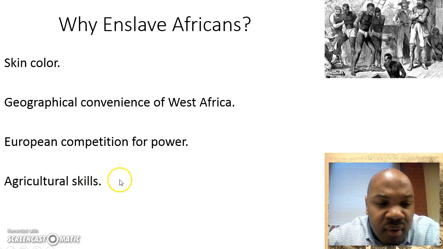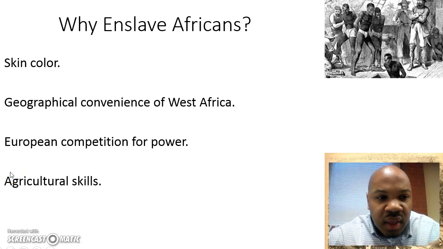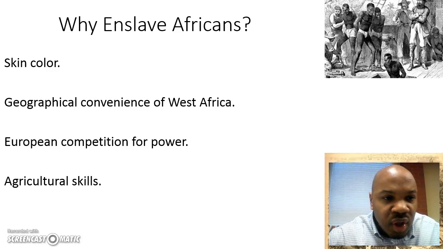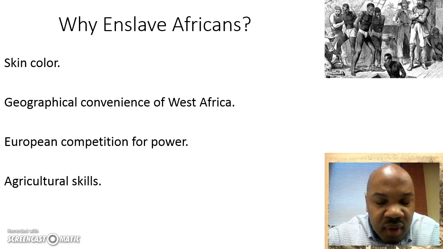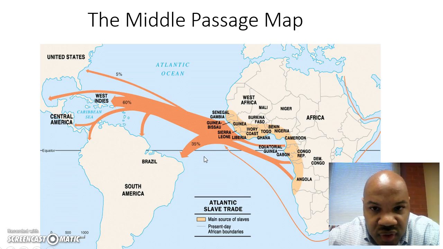And another one is agricultural skills. For example, if the Dahomey nation in Africa is known for growing rice, then the British will specifically target the Dahomey for rice production skills, and they will give other African nations guns, everything, to fight the Dahomey to enslave them. Okay. And of course, this is the Middle Passage.